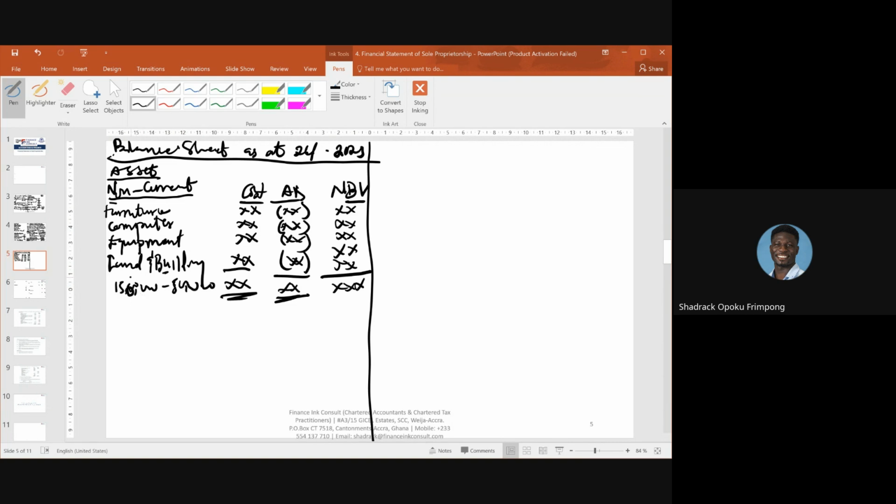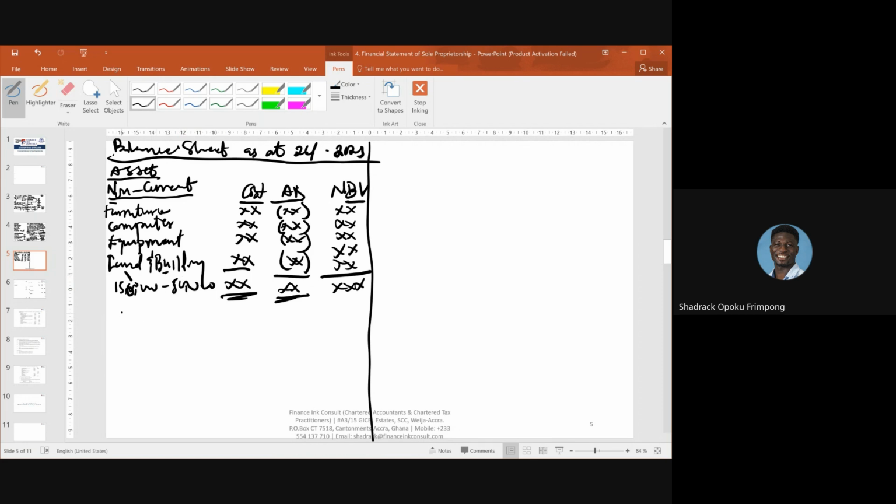Sometimes the examiner will give you the value of the land, or the examiner will give you the value of the building. So instead of telling you that the land is 50,000, the examiner tells you that the value of the building is 100,000. So when you deduct, you still arrive at your 50,000. Then you depreciate just the building component.